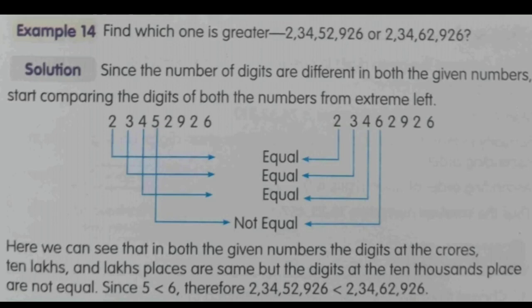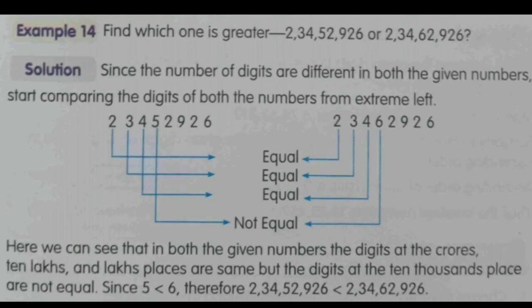Now here example number 14 says to find out which one is greater. The numbers are 23452,926 or 23462,926. Now as you can see, if we count the number of digits, both numbers have the same number of digits, that is 1, 2, 3, 4, 5, 6, 7, 8, both are 8-digit numbers. Now what we have to do is start comparing the digits of both the numbers from the extreme left to find out which is greater and which is smaller.